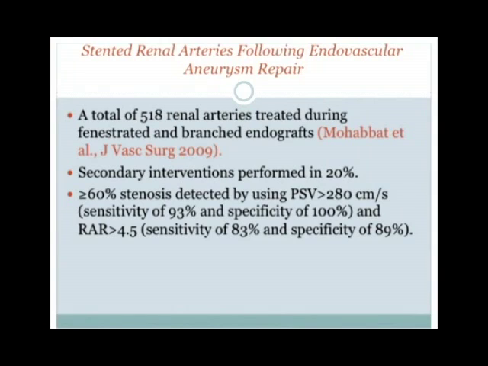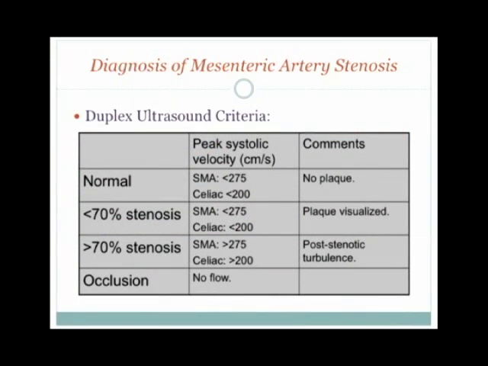They used a peak systolic velocity of 280 to be able to detect at least a 60% stenosis in the stents with a sensitivity of 93% and a specificity of 100%. And the renal aortic ratios were about 4.5. So now moving on to mesenteric artery stenosis, again, we have criteria that we use for the SMA and the celiac in order to predict the stenosis in those vessels. But really, we have no established guidelines for stents.